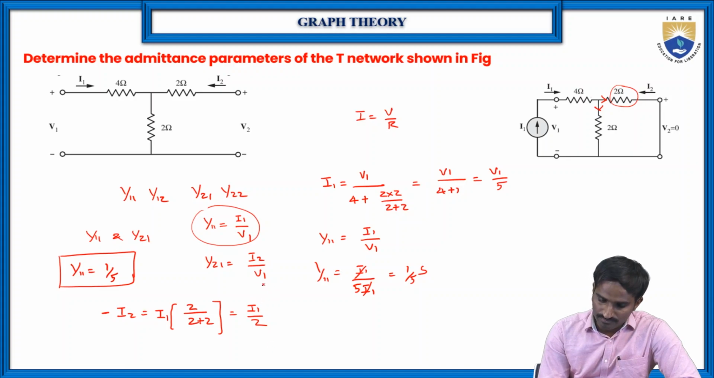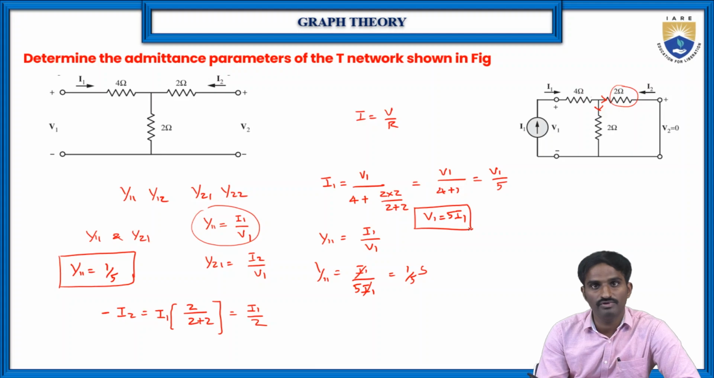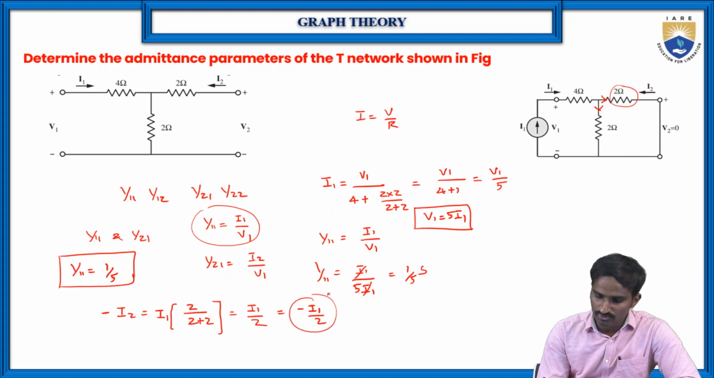Then substitute the I2 value in terms of I1 as well as the V1 value also in terms of I1. So from this we know V1 is equal to 5 into I1. From this equation we know this value, right? Then similarly, what is I2? I2 is equal to minus I1 by 2, right? So this is minus I1 by 2.